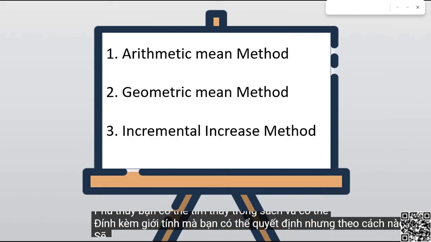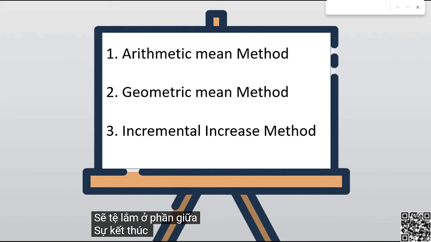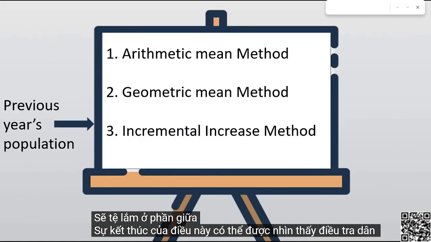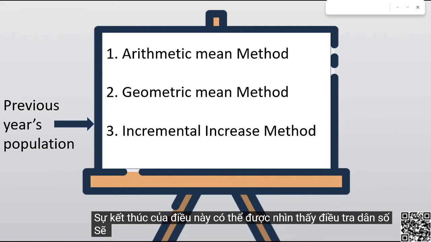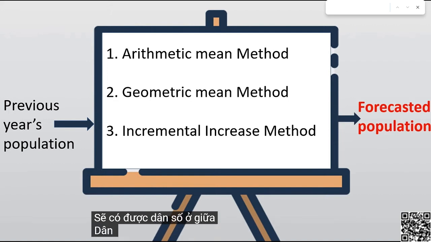But we are going to choose three methods, which are the arithmetic mean method, geometric mean method and incremental increase method. Each method has its own significance, and the formulas of these methods can be seen here. By giving inputs like previous years' census population, we will get the forecasted population by each method. After that, we will take the average of these populations. That's how we will get our final forecasted population.